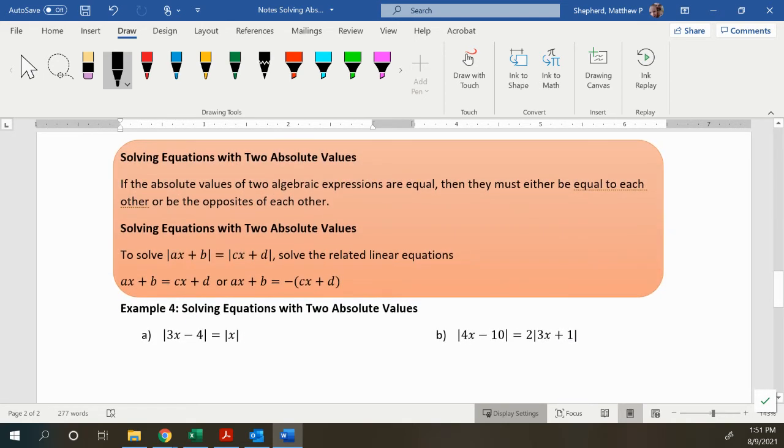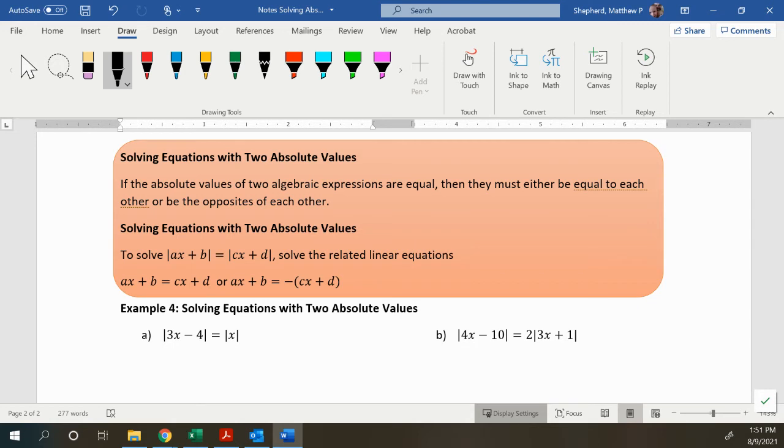All right, next, what if there are two absolute value equations? If the absolute values of two algebraic equations are equal, then they must either be equal to each other or be opposites of each other. All right, so solving an equation with two absolute values.